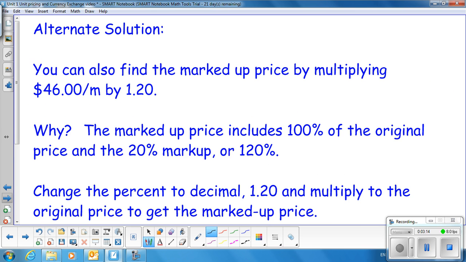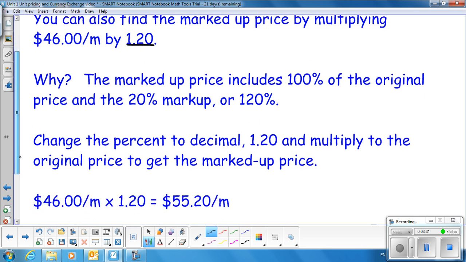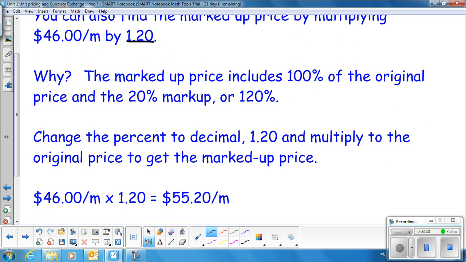We could also find the marked up price by multiplying 46 by 1.2. Why? The marked up price includes 100% of the original price and the 20% markup, or 120%. To change the percent to a decimal, 1.20, and multiply by the original price to get the marked up price. So $46 was our wholesale price. This 1.2 is the 100% of the wholesale price plus 20% markup for a total of $55.20.